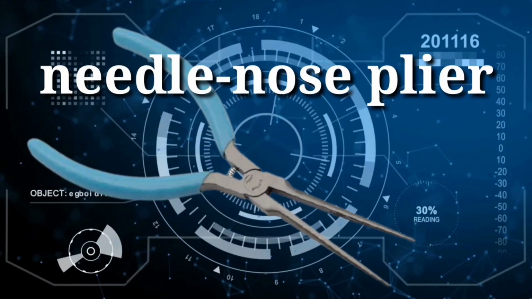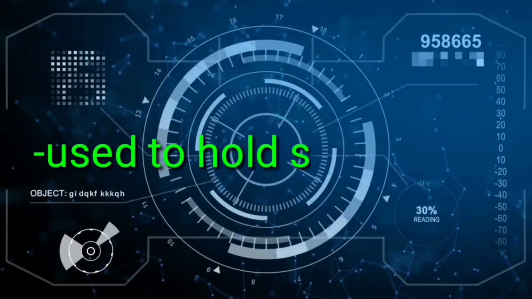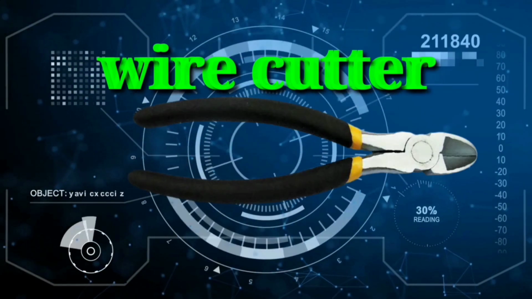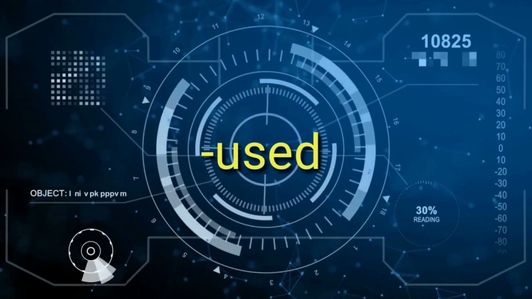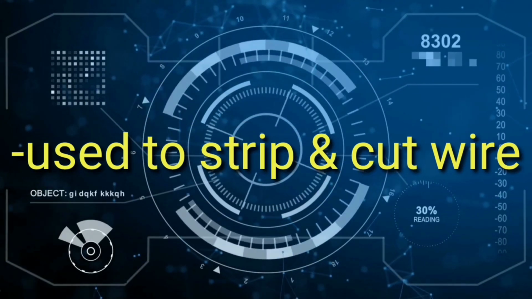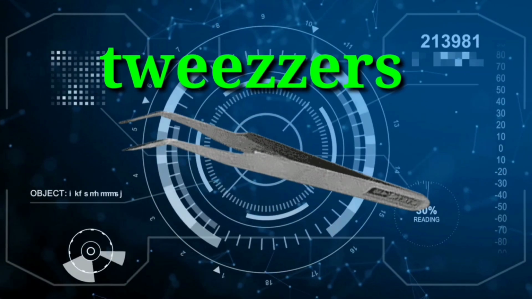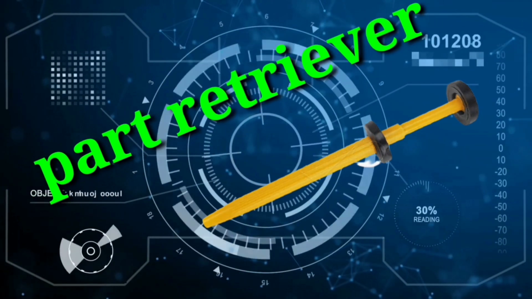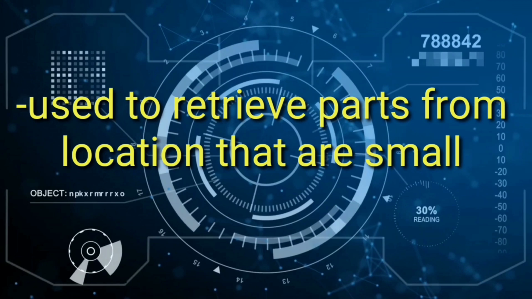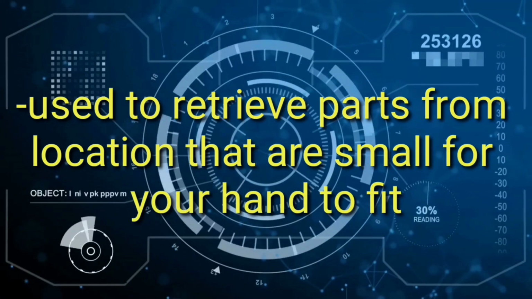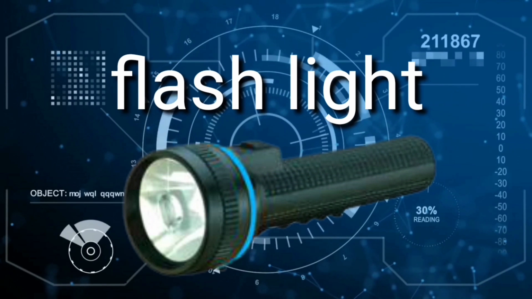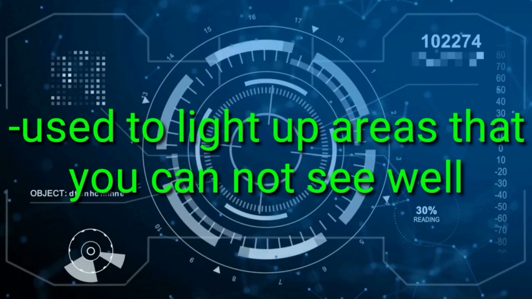Needle nose plier, used to hold small parts. Wire cutter, used to strip and cut wires. Tweezers, used to manipulate small parts. Part retriever, used to retrieve parts from locations that are too small for your hand to fit. And flashlight, used to light up areas that you cannot see well.